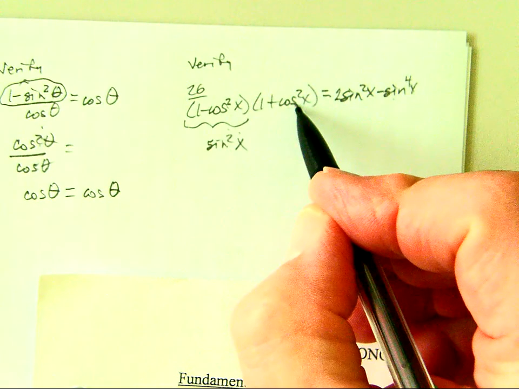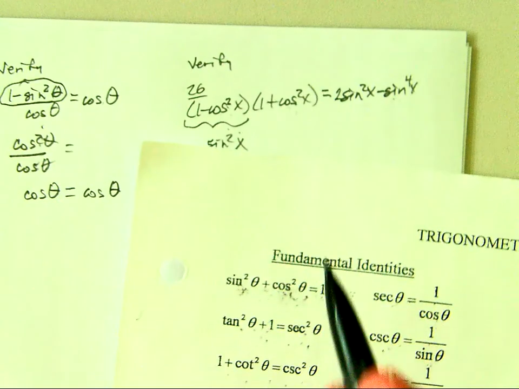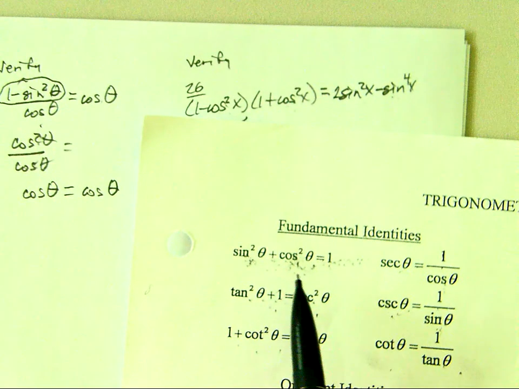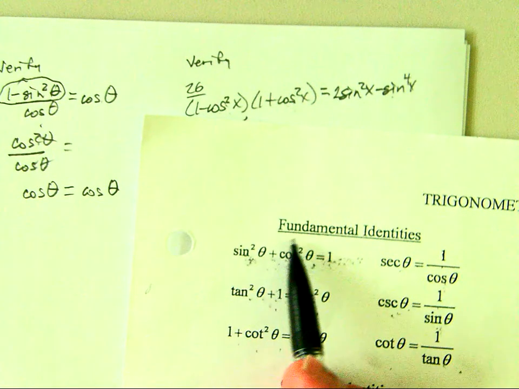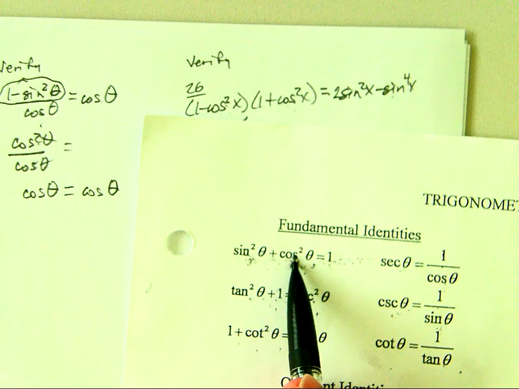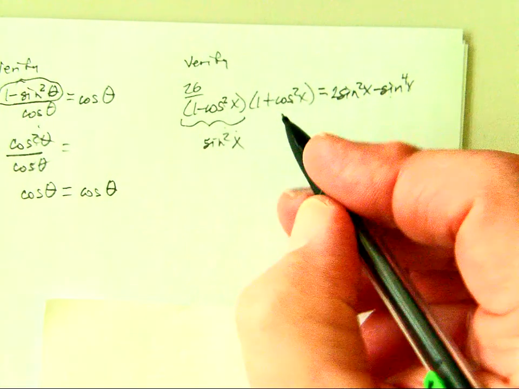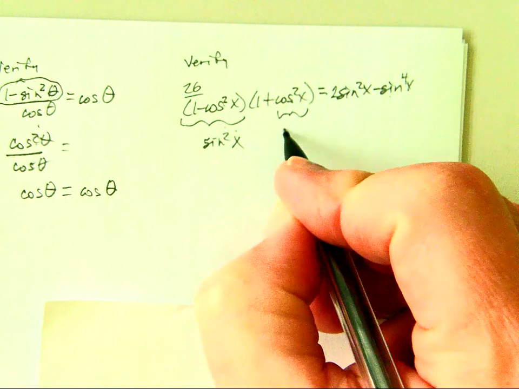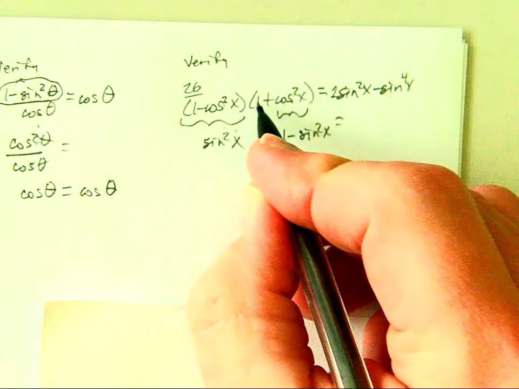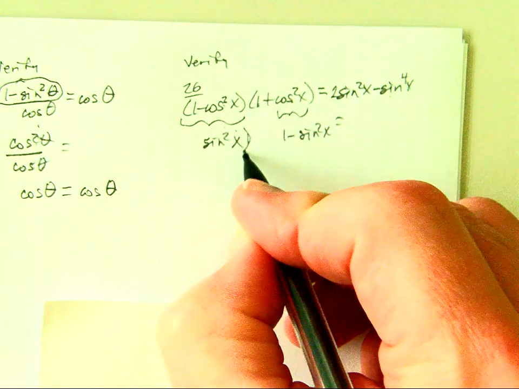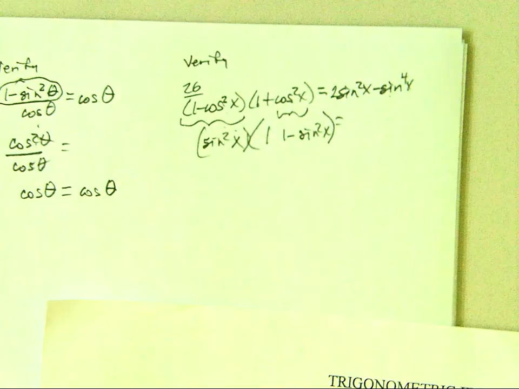Now this one here is not quite as good because of the 1 plus cosine squared, but if we go to that same identity, if I wanted to get cosine squared by itself, if I moved the sine squared to the other side, this would say cosine squared equals 1 minus sine squared. So in place of that cosine squared, I'm going to put 1 minus sine squared. Now we still have this 1 out here. So now that left side looks like that.